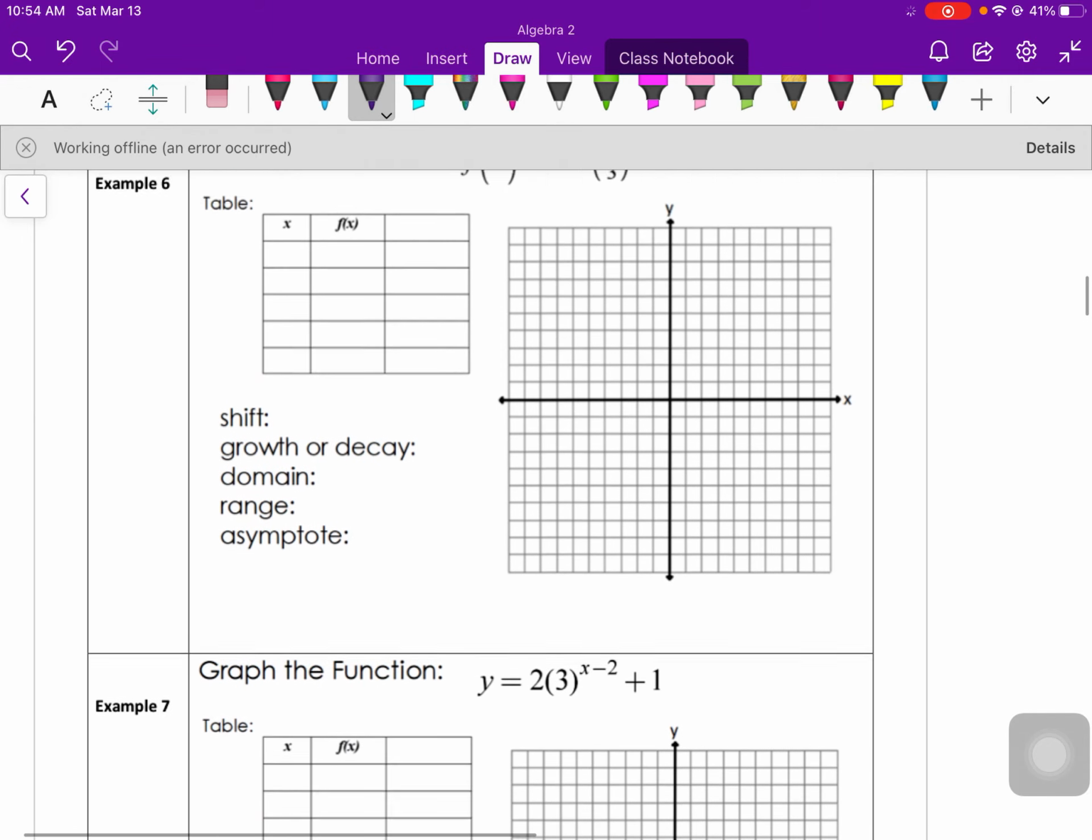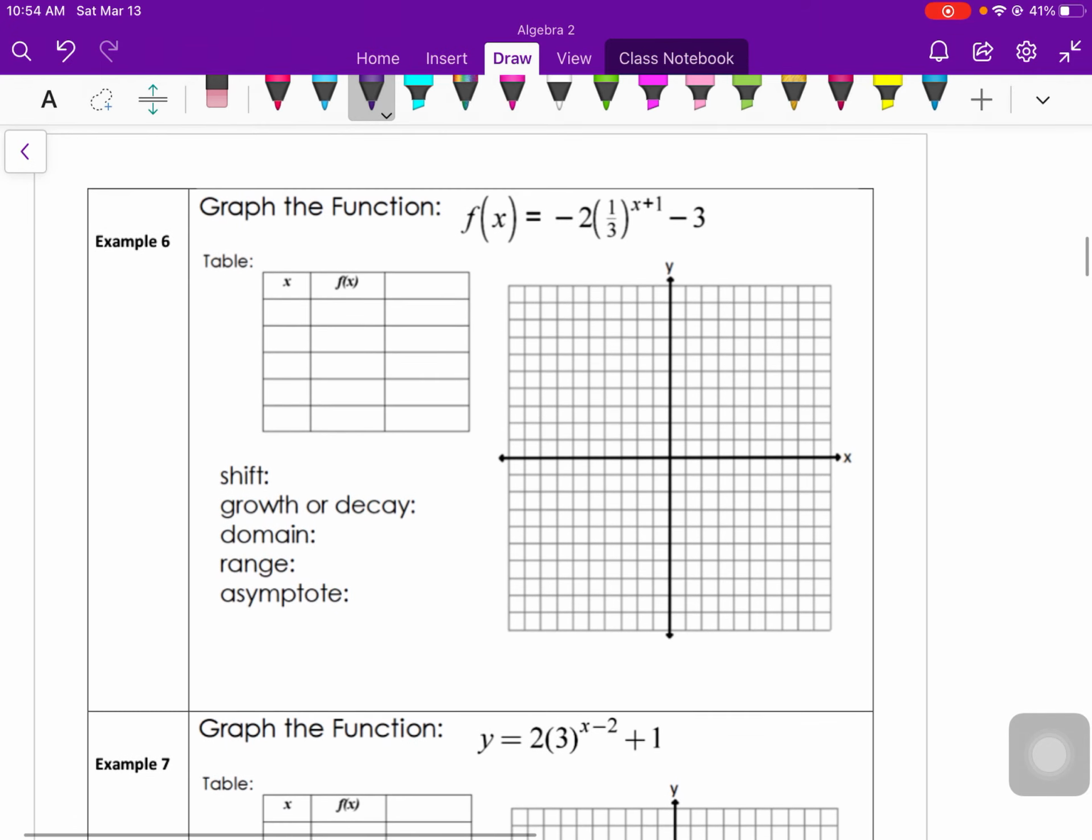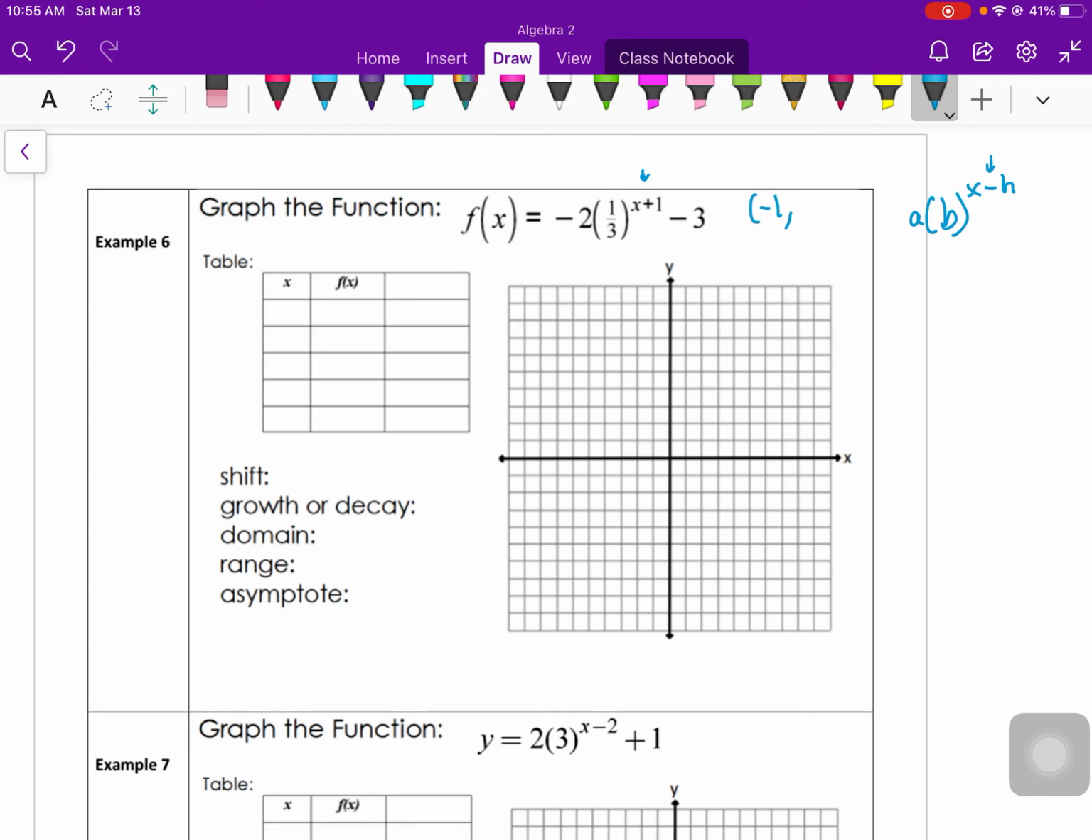Couple more examples, and then we'll move on to the next section in a different video. Okay, this time we have an h and a k. So remember our formula was a times b to the x minus h. Since I've got an x minus h, and this is plus, my h is going to be a -1. It's opposite of my h, but my k is face value, so my k is -3.